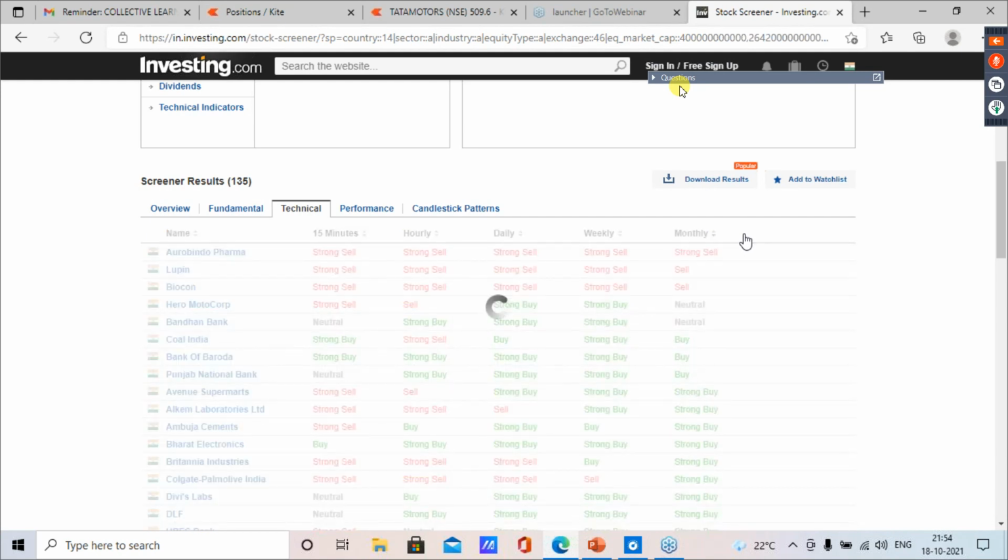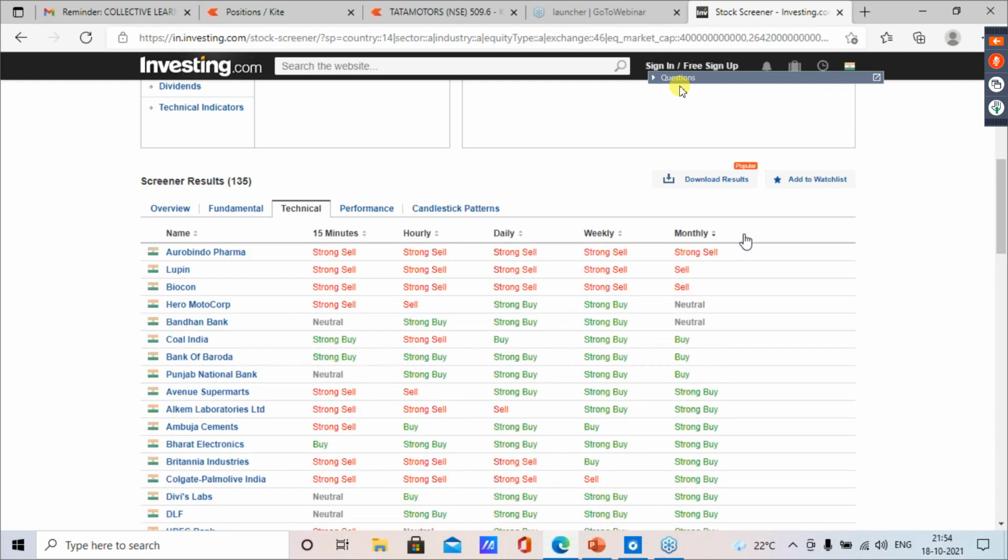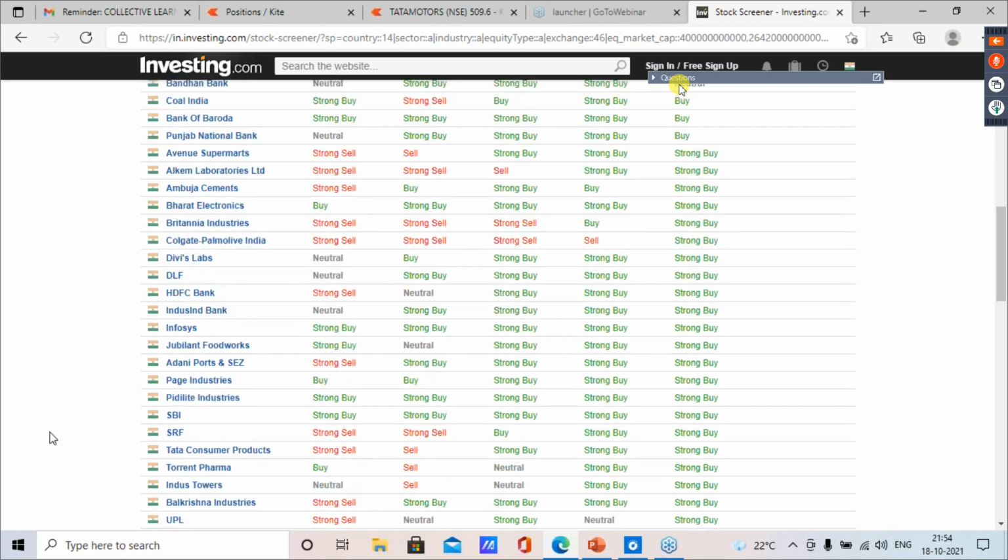Likewise, you need to have strong buy to choose a stock. Say, for example, I'll not take Bharat Electronics because I have just a buy in 15 minutes. I need to have strong buy in all the time frames. So, can we consider Infosys to be a very qualitative trade for tomorrow's buying? Because in Infosys we have strong buy in all the time frames, right?